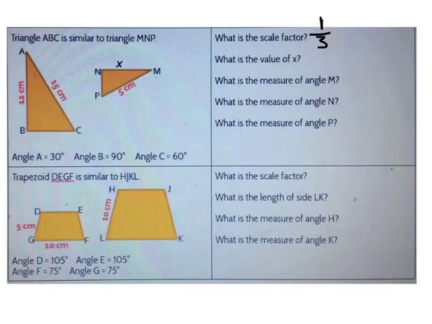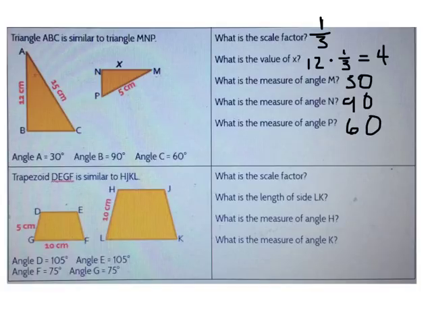So what's the value of x? Well, 12 times 1/3 is 4. What's the measure of angles M, N, and P? Well, if angle A is 30, then angle M is 30. If angle B is 90, then angle N is 90. And if angle C is 60, then angle P is 60.